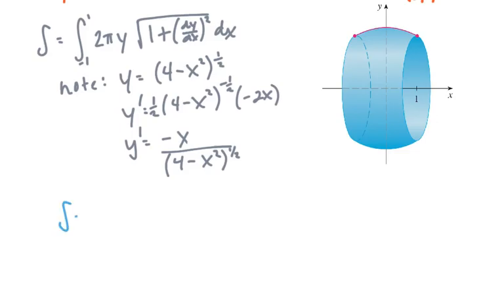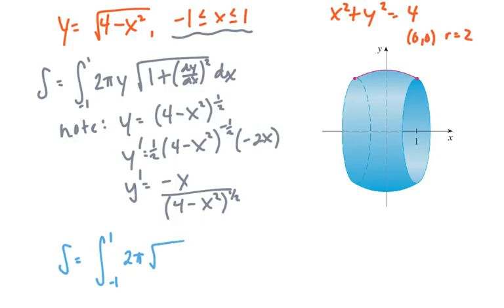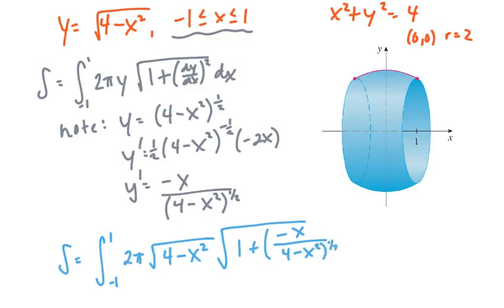So now we have S equals the integral from negative 1 to 1 of 2 pi y, and y is the square root of 4 minus x squared. And then we have the square root of 1 plus dy over dx in parentheses, so we have negative x over 4 minus x squared quantity to the 1/2, all squared, dx.